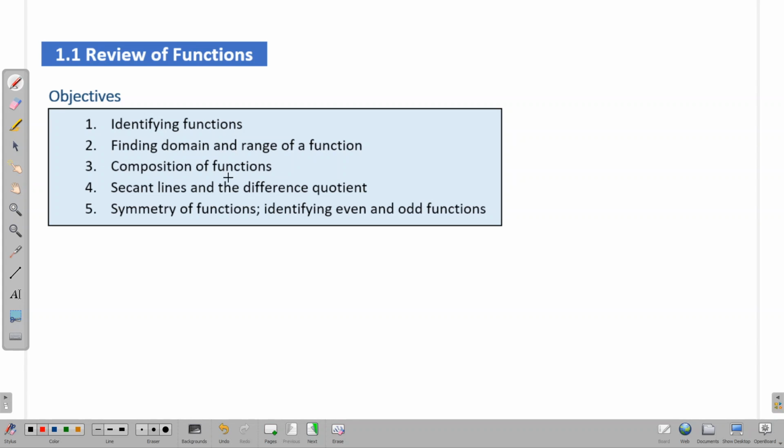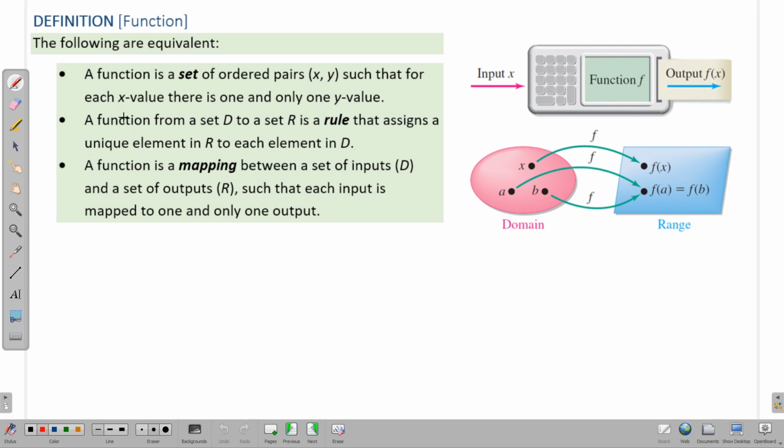We will do the composition of functions. We will look at secant lines and the difference quotient. And then finally we will do symmetry of functions and also look at even and odd functions. So let's start with defining what a function is.